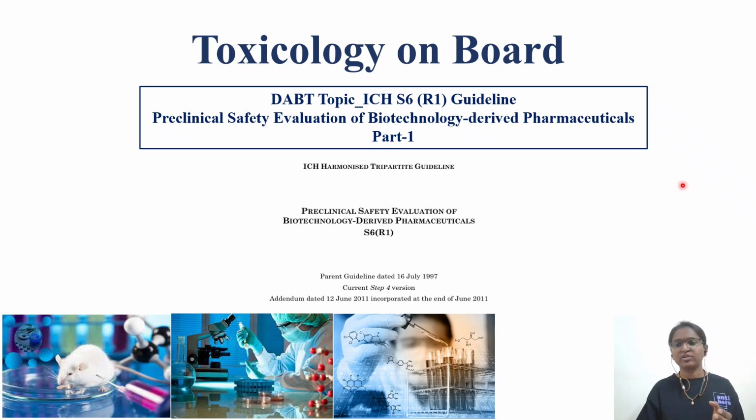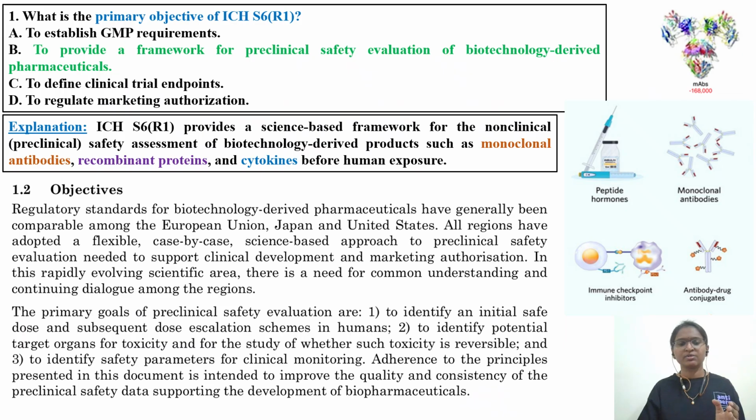Okay, so let's directly dive into the question. The question is, what is the primary objective of ICH S6 R1? Whenever you are reading any of the safety guidelines, whether it is S1, S6, S9, or even quality guidelines or multidisciplinary guidelines, you need to know what is the scope and what is the objective. This guideline is applicable to what type of pharmaceuticals, what type of chemicals, and not applicable to what type of pharmaceutical or chemical. So we'll quickly go through.